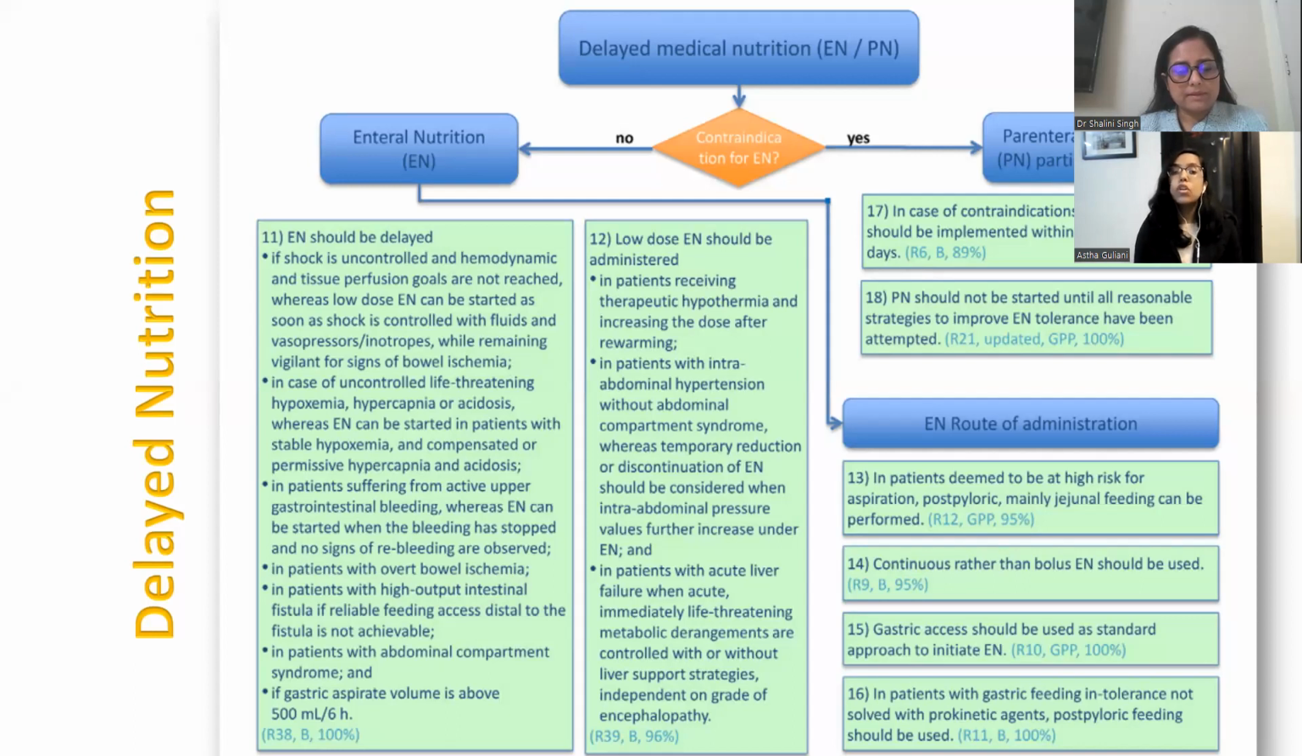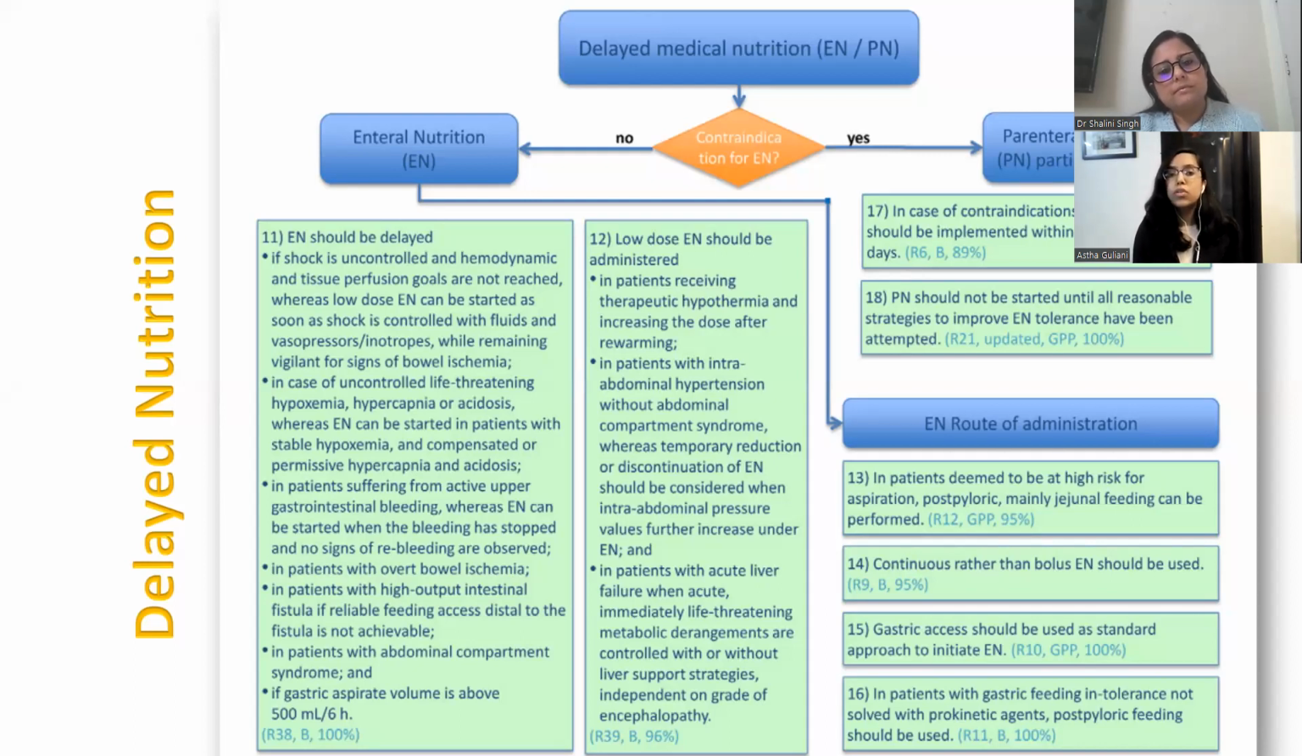nutrition. Then in case of life-threatening hypoxemia, uncontrolled hypercapnia, or acidosis, enteral nutrition may be delayed, and then it can again be started once the patient has stable hypoxemia and compensated or permissive hypercapnia and acidosis. Enteral nutrition may also be delayed in patients who are suffering from active upper GI bleed, and it can be started again once the bleeding has stopped and if there are no signs of bleeding. It may also be delayed in overt bowel ischemia, in high output intestinal fistula, in patients with abdominal compartment syndrome, and if the gastric residual volume is above 500 ml per 6 hours.